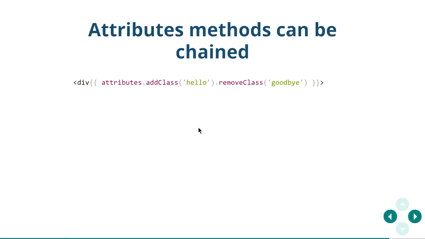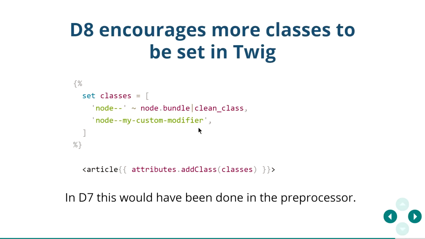And on the filter slide, it does show clean class. It's one of the examples, which is really useful. Oh yep, I kind of mentioned this before. Drupal 8 encourages more classes to be set in Twig, so you're going to find all that stuff in one place. And there you go, node bundle. So I'm doing node dash dash, so this is a modifier class, and I'm doing clean class.